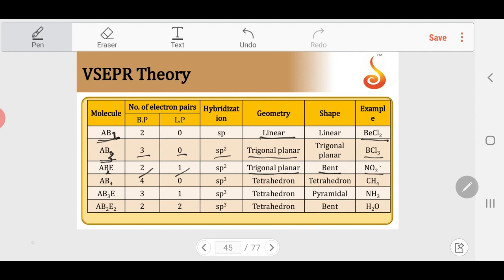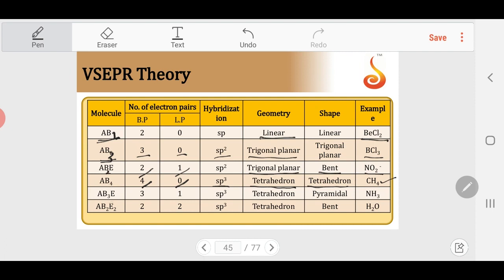Then AB4 means bond pairs are 4 and 0 lone pairs. The 4 pairs around the central atom means sp3 hybridization. The geometry will be tetrahedral. Since there are no lone pairs, the shape is also tetrahedral, and methane is the example.